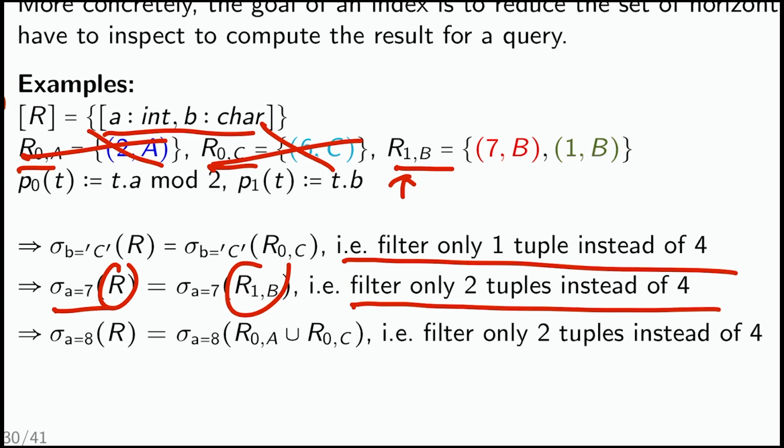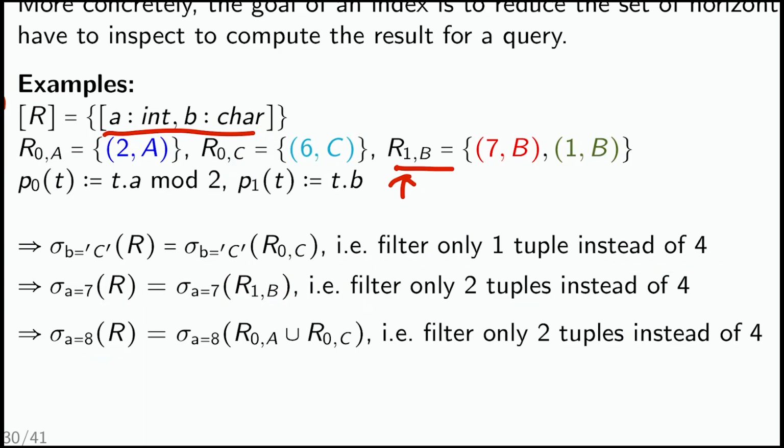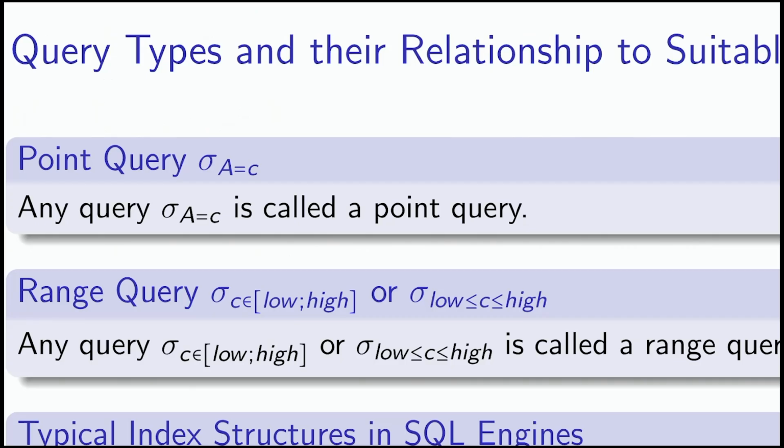Another example is A equals 8. Well, that's an even number. I have 2 of those partitions which contain even numbers, that and that. So I could also process on the union of those 2 partitions. Still, I'm only filtering on 2 tuples rather than on 4. So I'm rewriting against a smaller set of horizontal partitions. And that is at the core what every data structure does. No difference whatsoever. And the art is, in the query optimizer, to detect these partitions and do something with that.